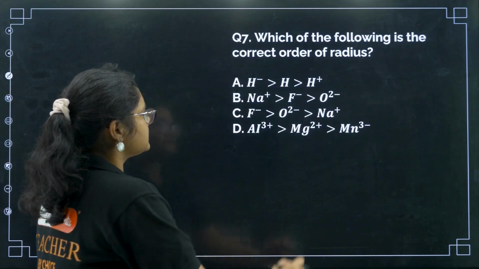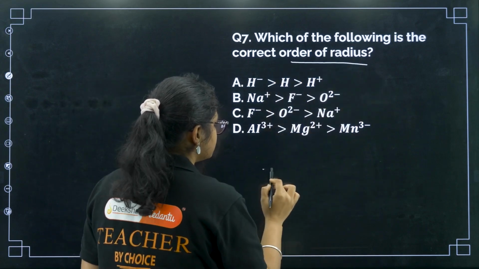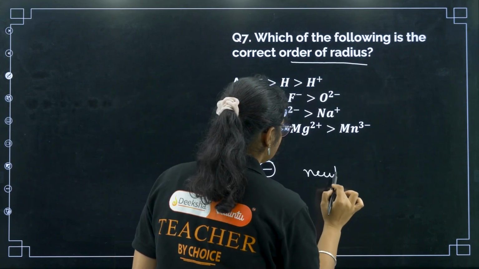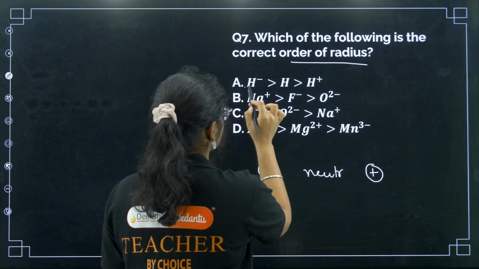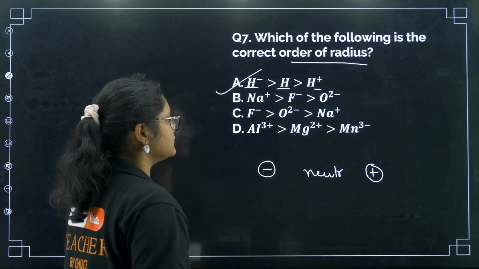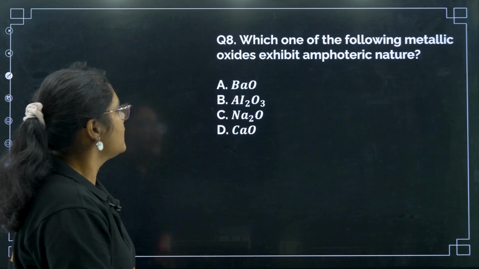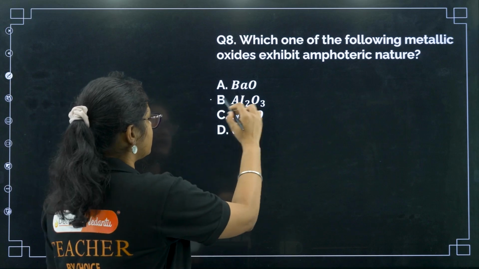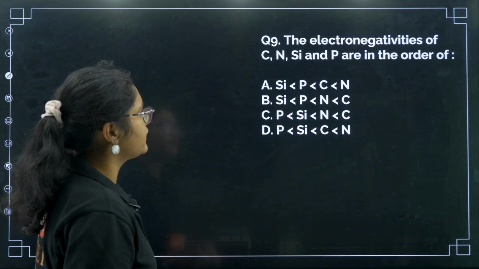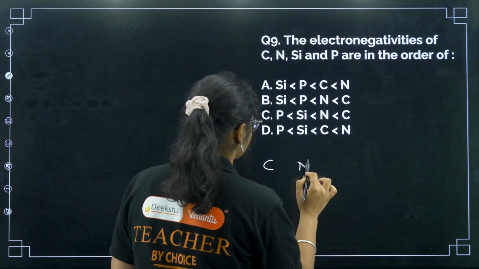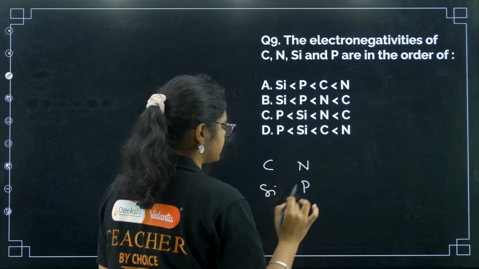Next, which of the following is the correct order of radius? So you know, first anion, then neutral atom and then cation, right? So here you can see this is the order, so correct answer is option number A here. Next, which one of the following is amphoteric? Aluminium oxide.